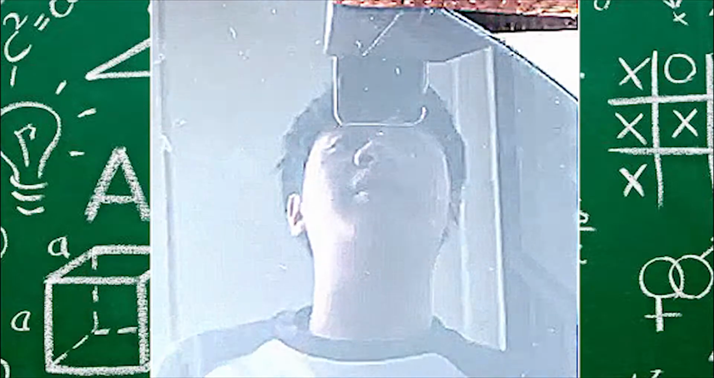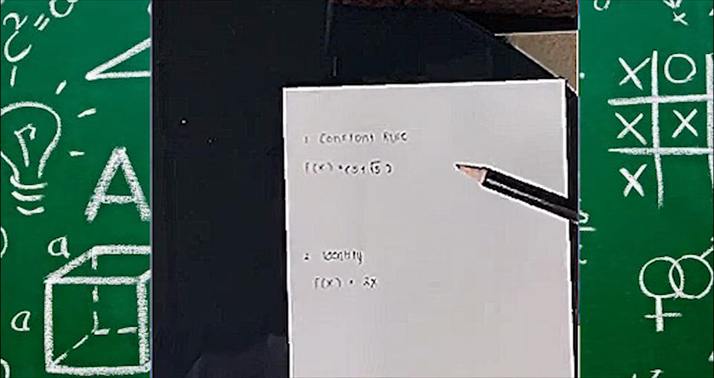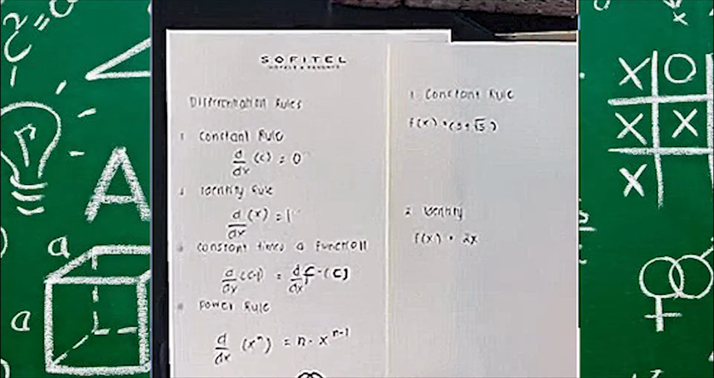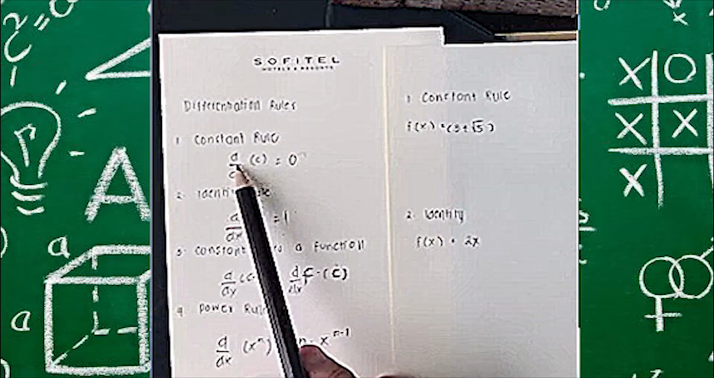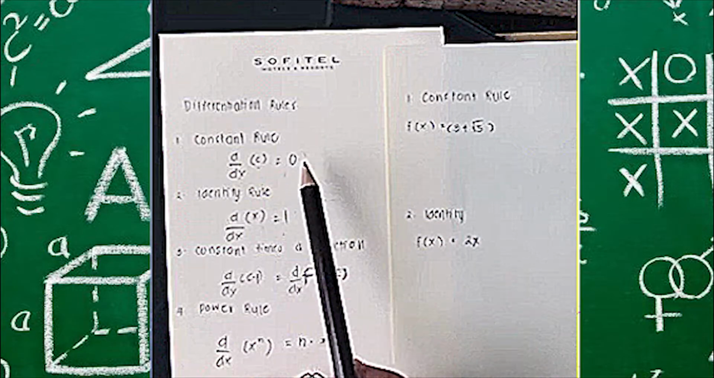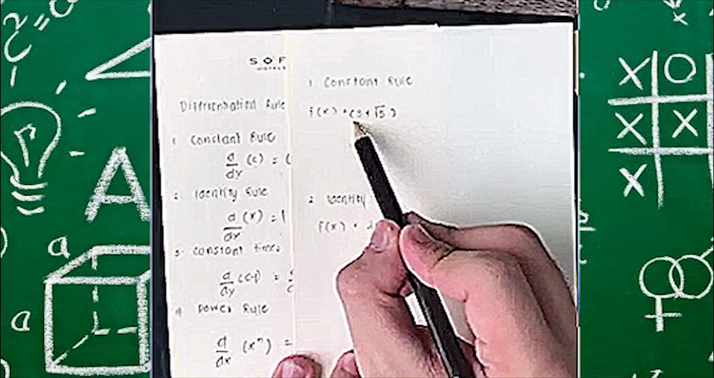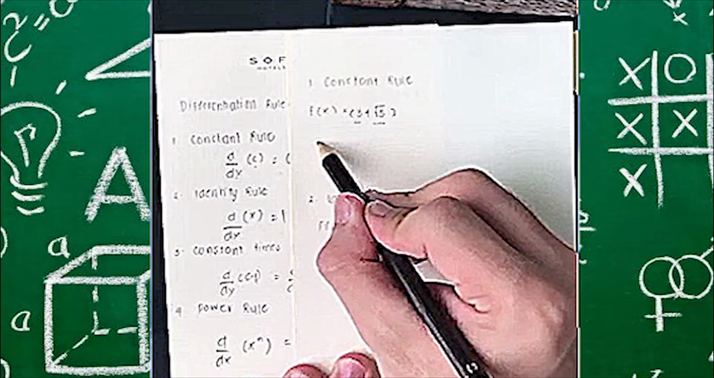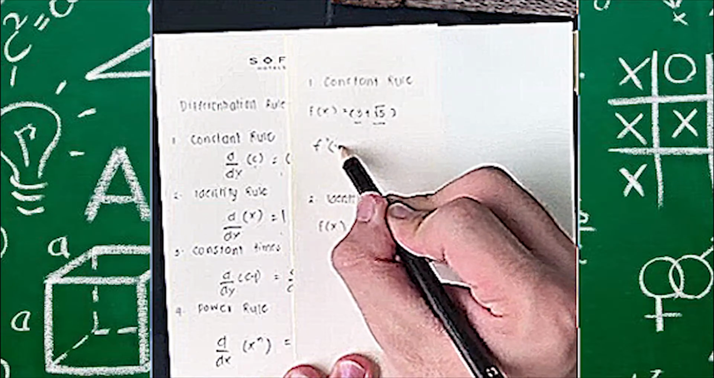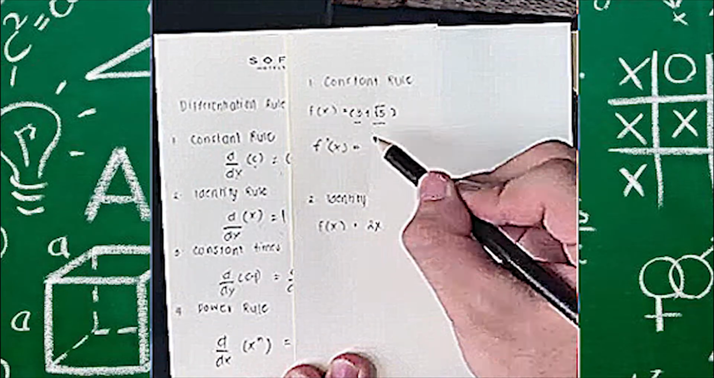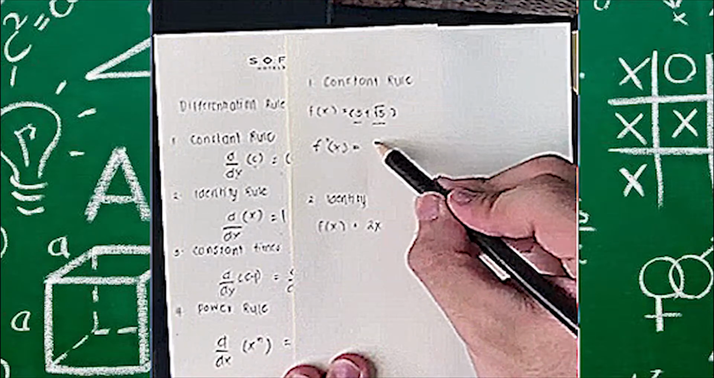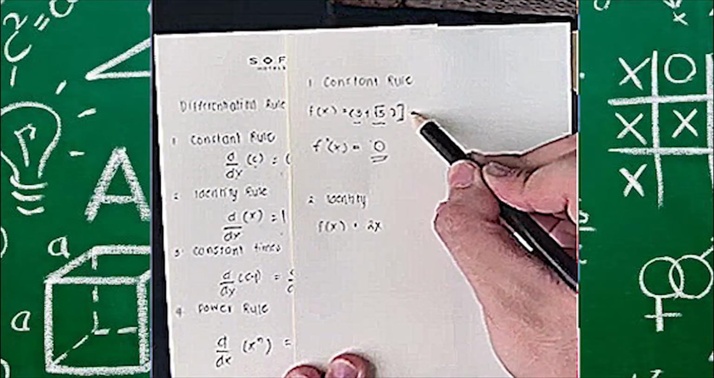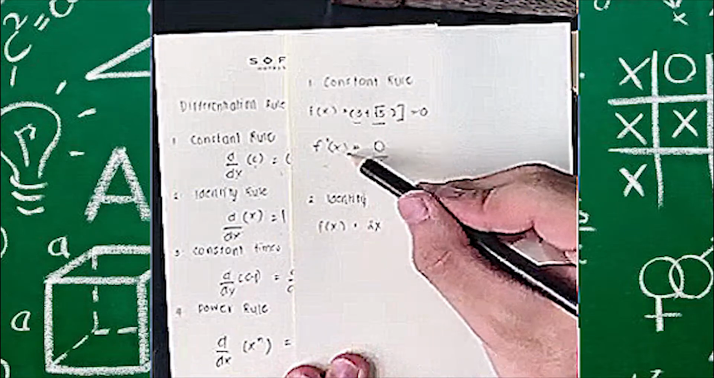So for the sample problems, we have the constant rule. So looking back, the constant rule is the derivative of a constant with respect to x is equal to 0. So here 3 and square root of 5 is a constant. So if we will solve it, f prime of x is equal to 0, since any number that is a constant is equal to 0. So f prime of x is equal to 0.